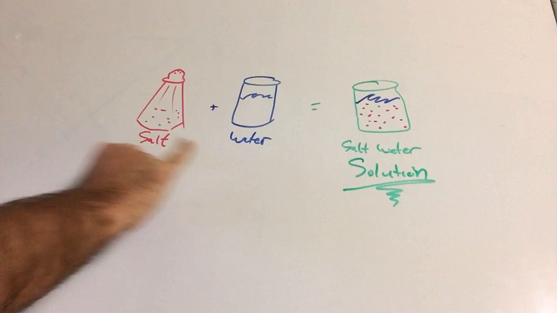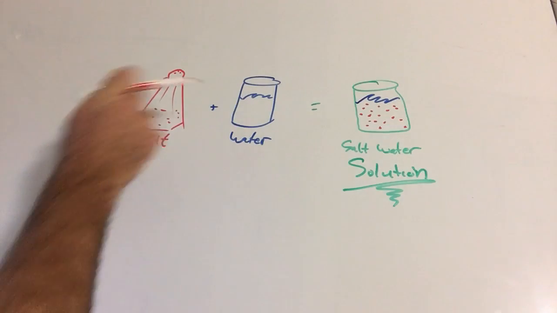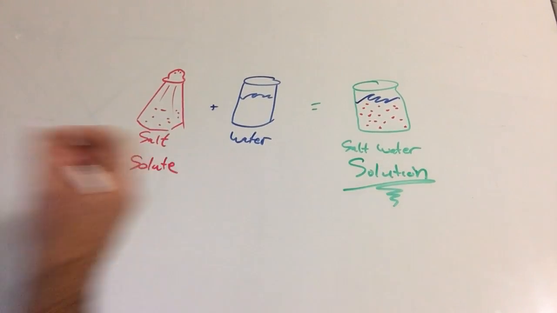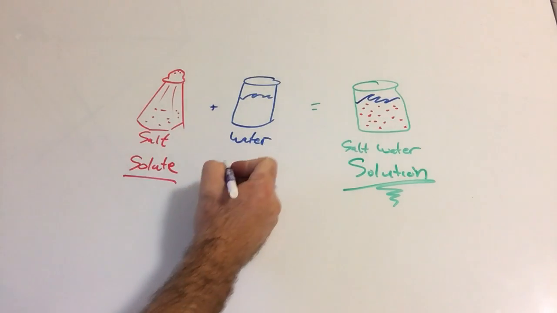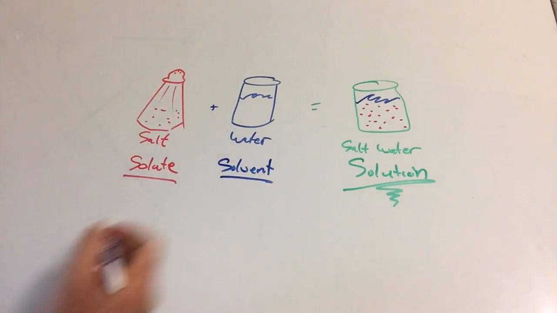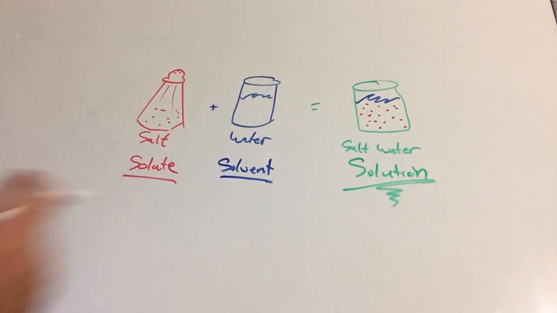And one of these is a solute and one is a solvent. Well, the short, easy answer is: what dissolves into what? Since the salt is going into the water, we call that the solute. And since it's the water that's receiving it, embracing it, if you will, that becomes the solvent. So a solute dissolves into a solvent to make a solution.